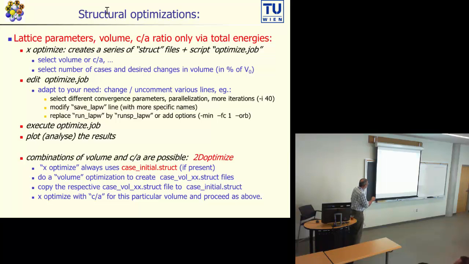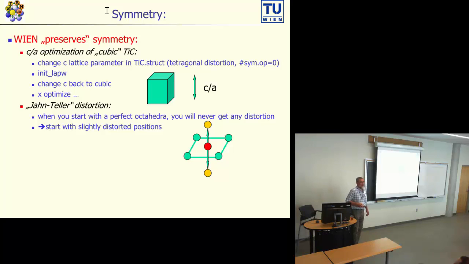You can also combine this one-dimensional search just with volume for two-dimensional systems where, in a tetragonal or hexagonal case, you have also c over a and volume and optimize this simultaneously. An important concept of WIEN2k is that WIEN2k preserves symmetry. That means if you enter cubic titanium carbide, as we have done for the examples, it will stay cubic. You cannot start and initialize the calculation with a cubic titanium carbide and later on change the c lattice parameter. The calculation will be wrong, completely wrong.